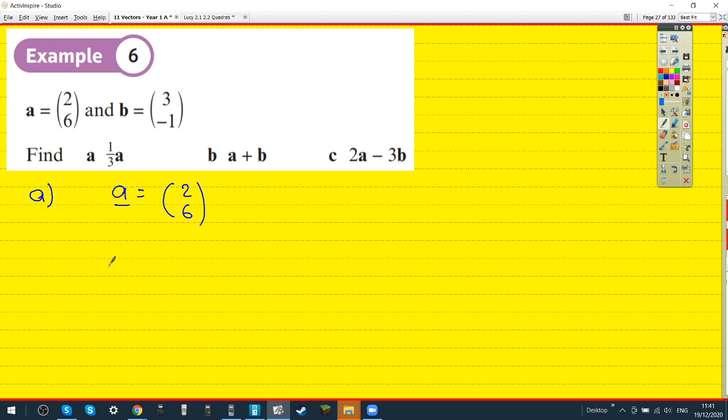So it would just be 2 over 3 over 2. Yeah, and you don't say over for vectors because they're not fractions. It's just 2/3 and 2. Yeah, 2/3 to the right, 2 up. All right, how about part B?